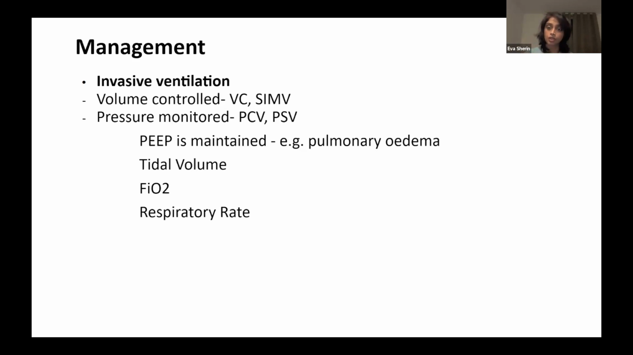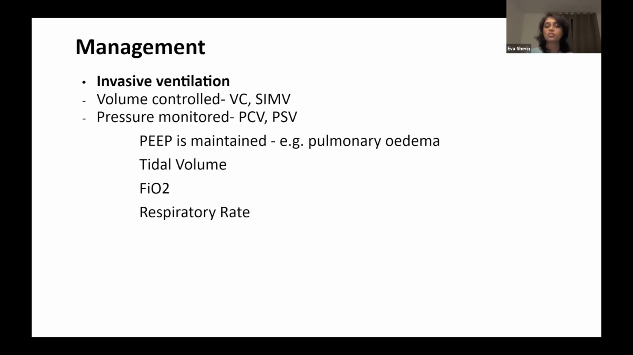The patient can breathe on his own as well. The machine assists him in a way that the volume is maintained. So you might see that the respiratory rate has come up to 18, in which case pressure monitored is under pressure monitored, we have pressure control and pressure support.